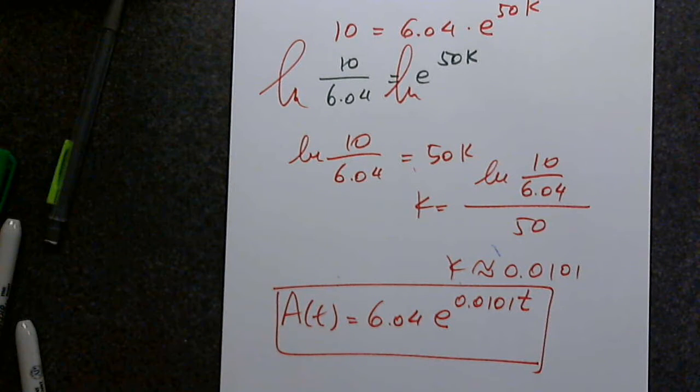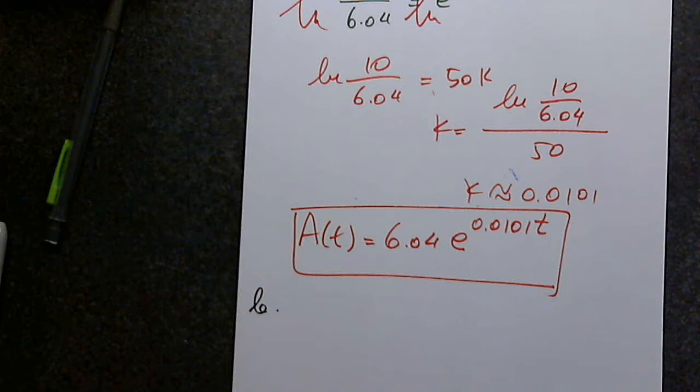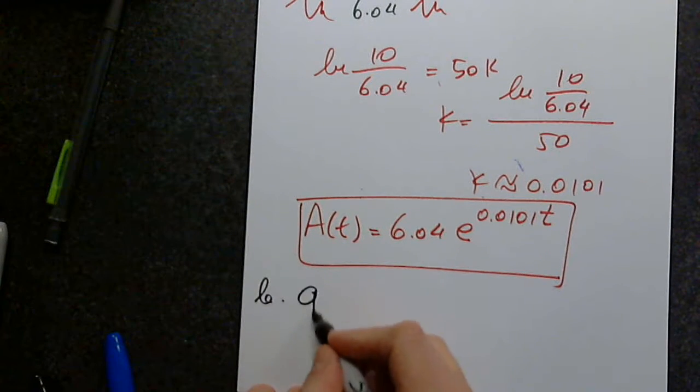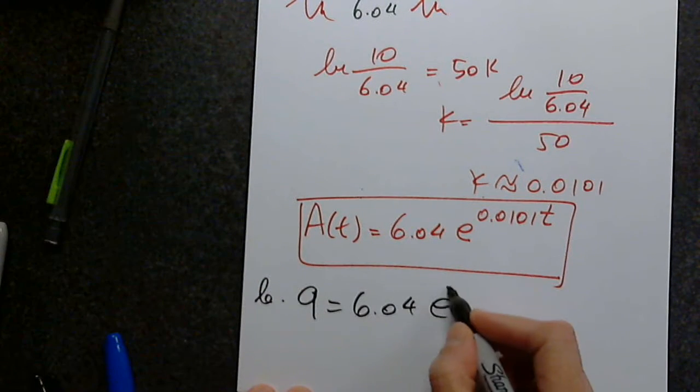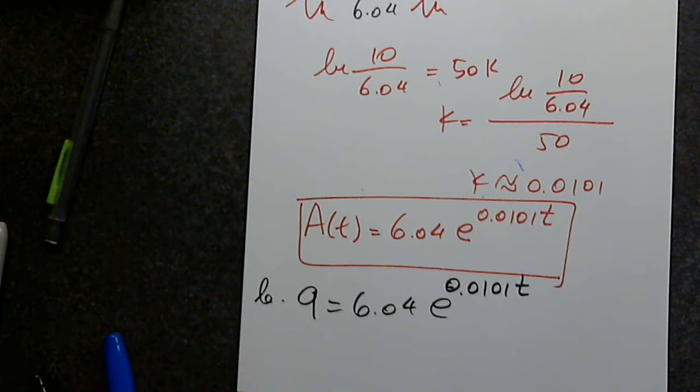Now there is part B. In which year will Israel's population be 9 million? Part B. When will the population be exactly 9 million? What do I have? What do I replace? What is given? 9 equals... Awesome, of course. This is the population. 9 equals 6.04 e to the 0.0101t. I need to clean it up. That's my first step. How do I clean it up?